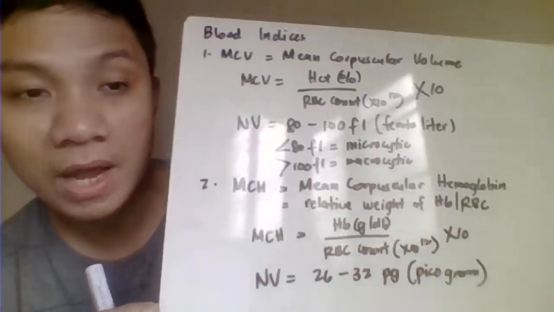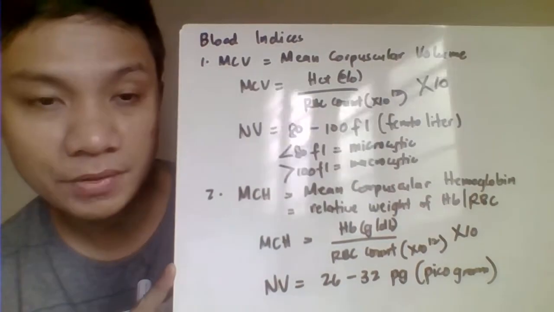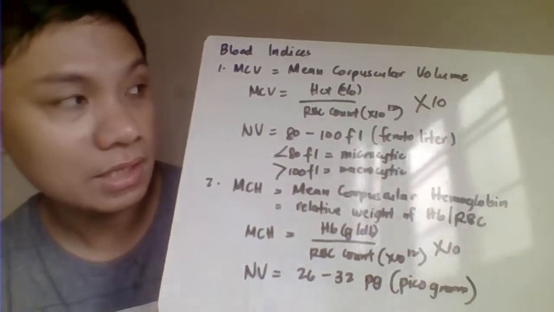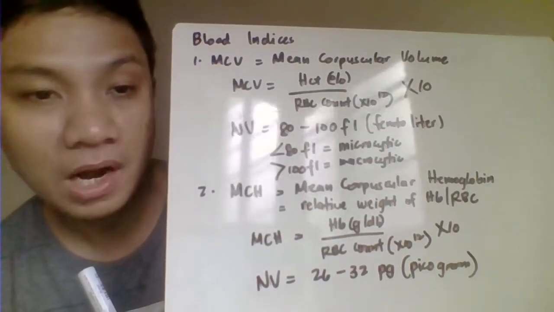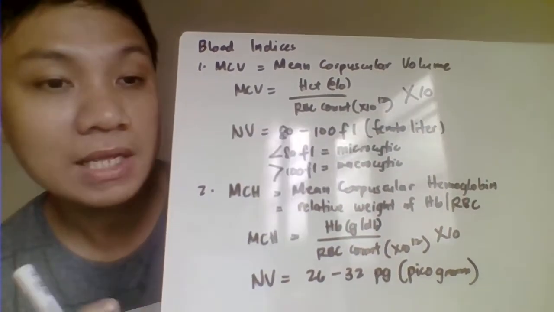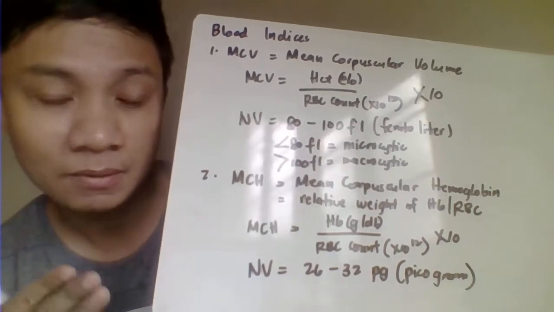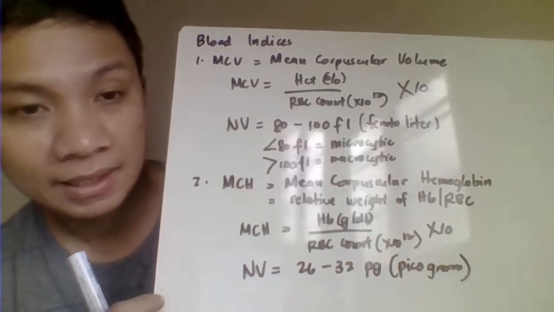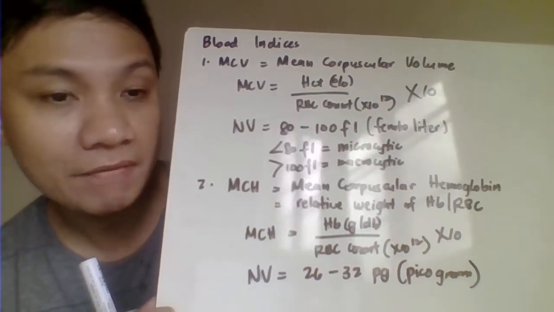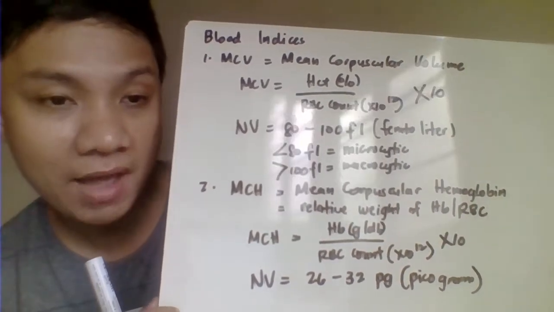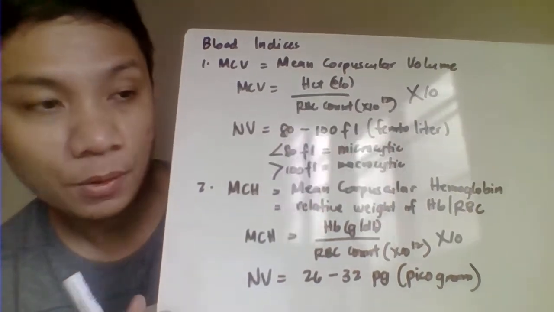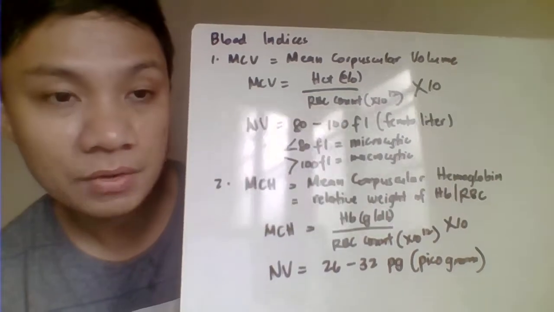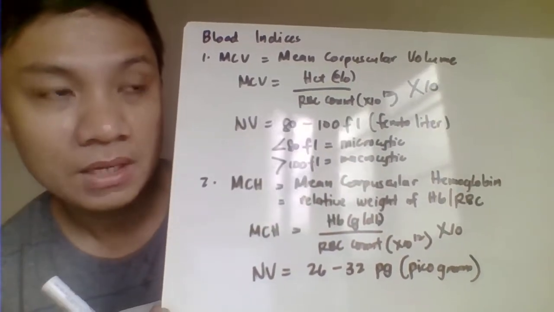Okay, so the first one, we have your MCV or your mean corpuscular volume. The mean corpuscular volume here is obtained as your hematocrit in percent over your RBC count in times 10 to the 12 per liter, multiplied by 10. Okay, normal values for your MCV, we have here 80 to 100 FL or femtoliter. So if your MCV value is within 80 to 100 FL, we consider that as normocytic.